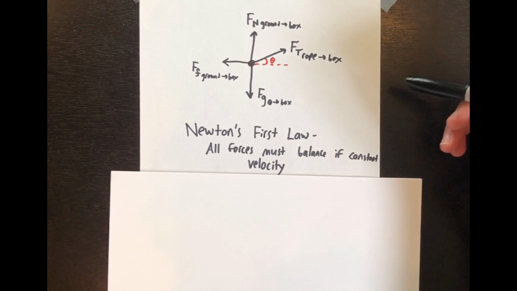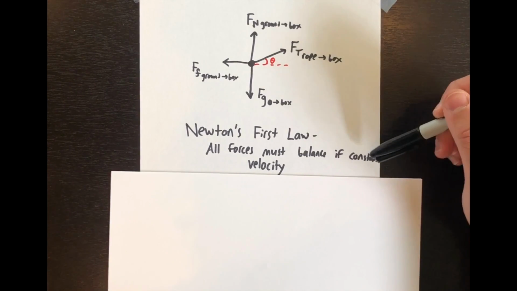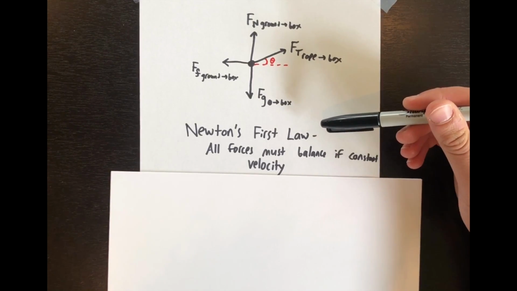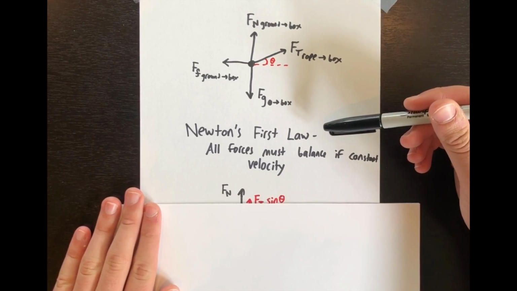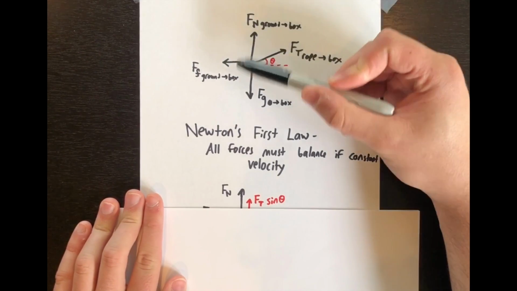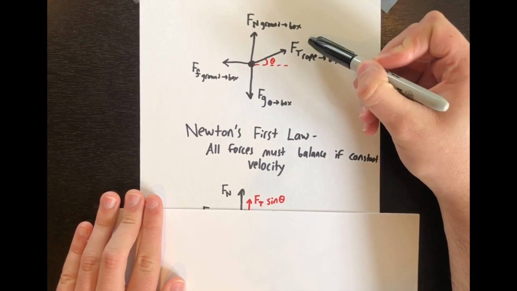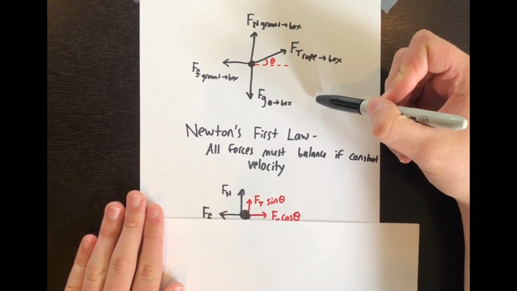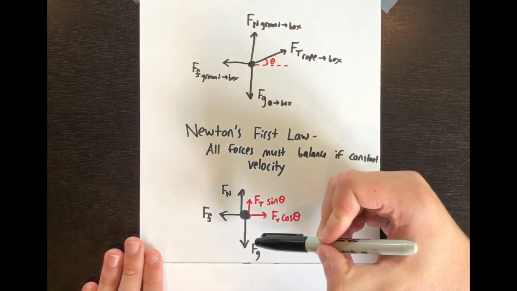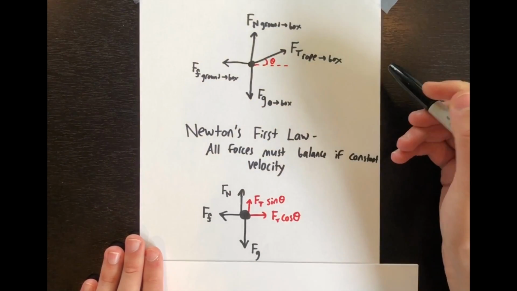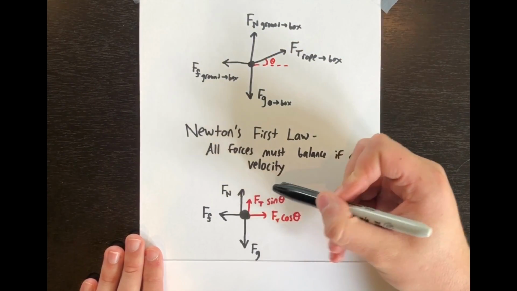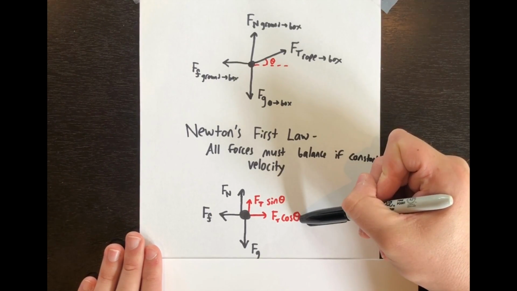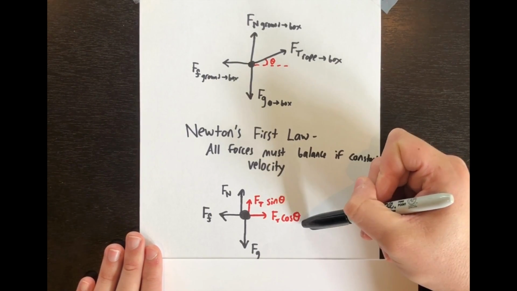We know, according to Newton's first law, that if an object's moving at constant velocity, or at rest, all the forces on that object must be balanced. So what I'm going to do is redraw this force diagram, except I'm going to separate the force of tension into two components, a vertical and a horizontal component. So here we have that. Gravity, friction, normal didn't change, but the vertical component of the tension is going to become the force of tension times the sine of theta, and the horizontal component is going to become the cosine of theta.